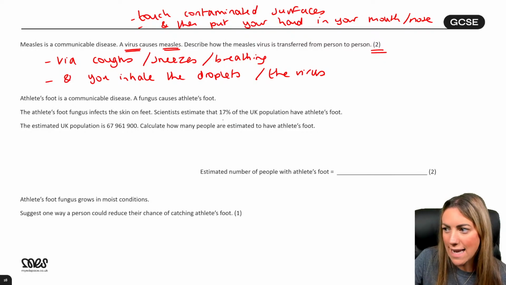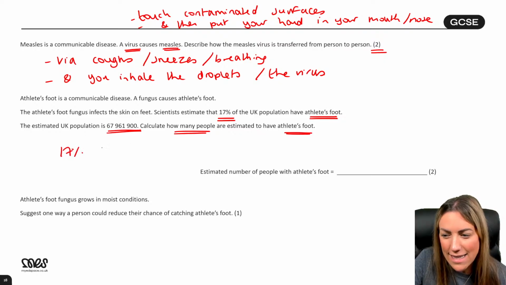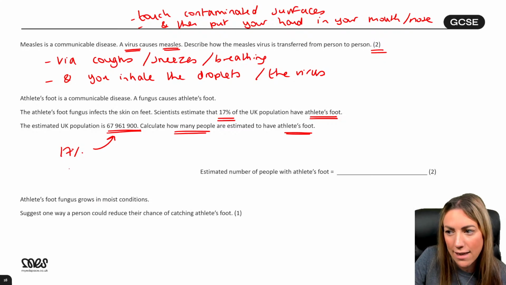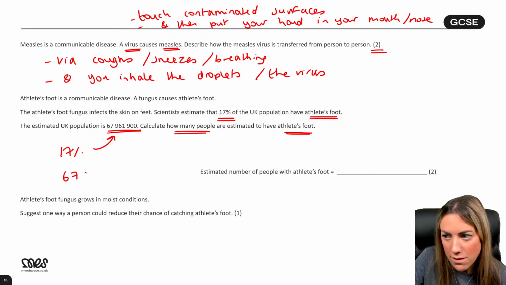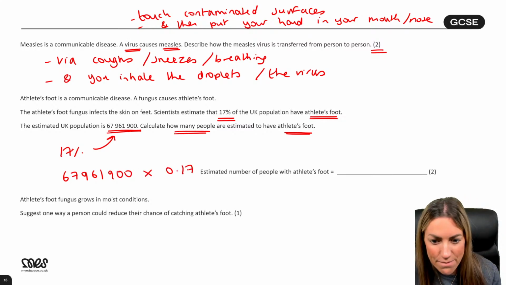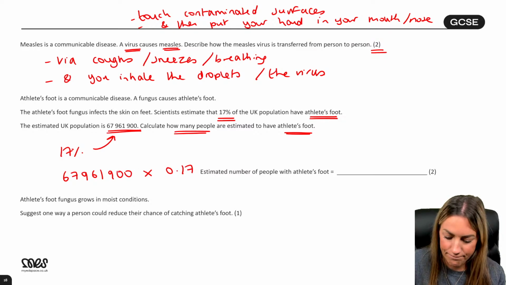So scientists estimate 17% of the UK population have athlete's foot. The UK population is this. Calculate how many people have athlete's foot. All we are doing here is finding 17% of this number. However you do that is up to you. I'm sure we can all find 17%. You could just multiply it by 0.17 to find 17%. Let me check that I typed this number incorrectly.